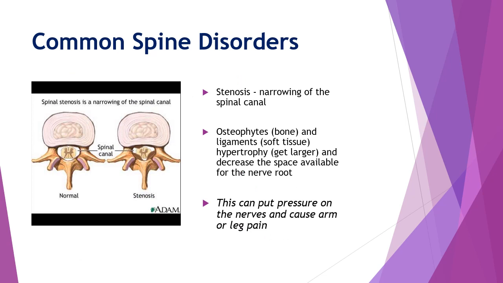Common spine disorders. Stenosis, which is narrowing of the spinal canal. Osteophytes and ligament hypertrophy decrease the space available for the nerve root. This can put pressure on the nerves and can cause arm and/or leg pain.